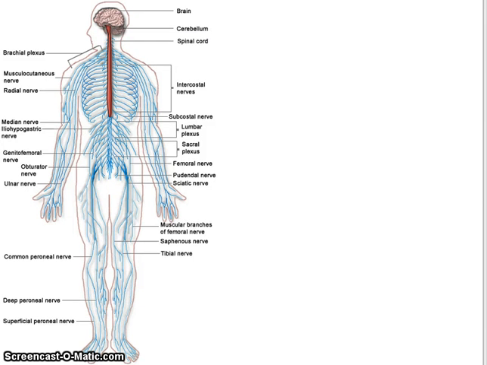The central nervous system is composed of two main parts, the brain and the spinal cord. There is also the peripheral nervous system that contains all of the nerves of the body, and the autonomic nervous system is a subdivision of this peripheral nervous system.